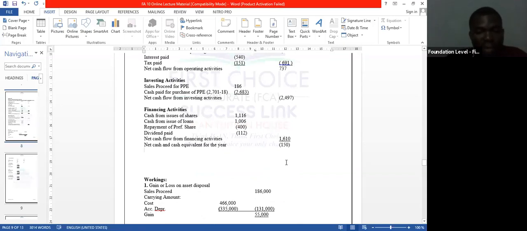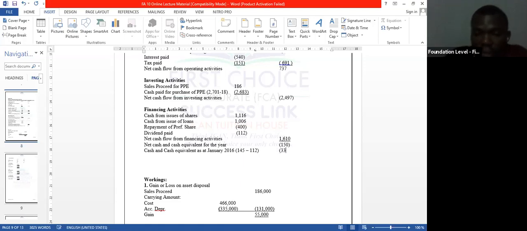So we have the cash and cash equivalent as at January 2016. And that, like I said, will be 145 minus 112, that is the overdraft and the balance. That will give us 33. So that will give us a negative of 33. 145 minus 112 gives us a negative of 33.